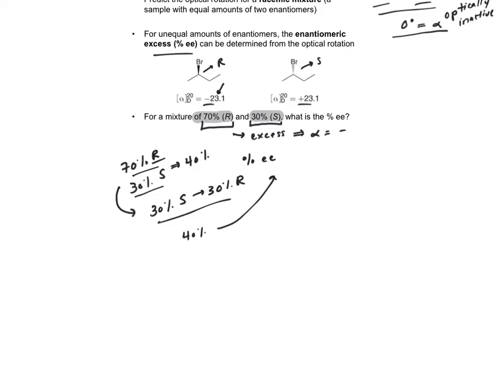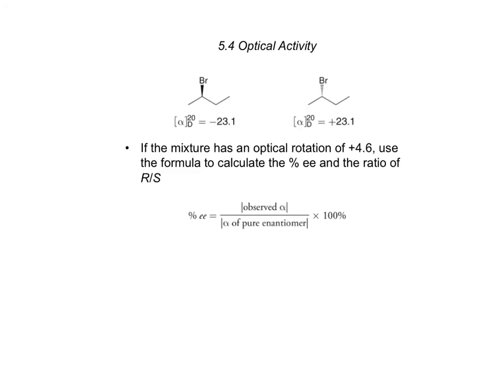Okay, so with respect to that, it's often very helpful to be able to calculate what percent enantiomeric excess we have in a mixture, to see if we have one of the enantiomers dominating over the other. And the way we're going to do that is via the following.